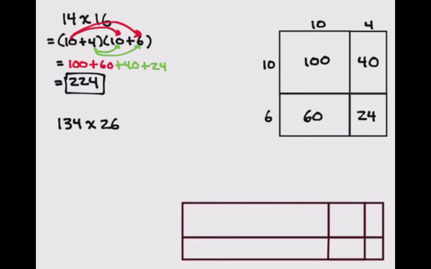Let's try another one. 134 times 26. Now if I ask you to multiply those two, maybe you've got an algorithm by which to multiply a 3-digit number and a 2-digit number. Maybe you have a tricky way of doing it in your head.